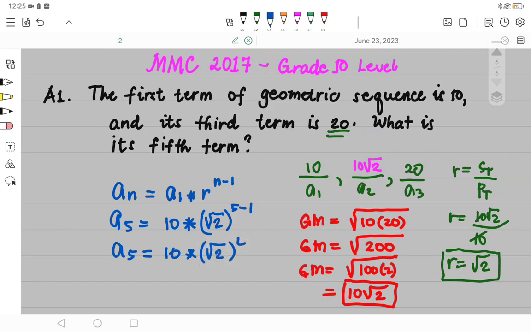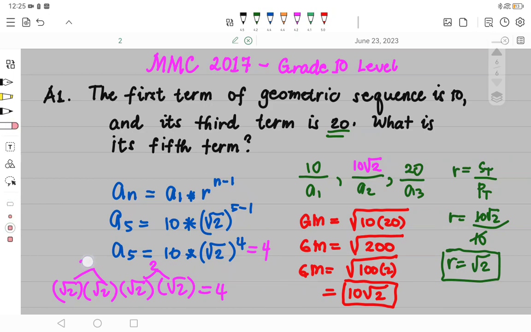And what is square root of 2 raised to the fourth power? It simply means that we have square root of 2 times square root of 2 times square root of 2 times square root of 2. And if we multiply this, it is just 2. If we multiply this, it is just 2. And 2 times 2 gives us 4. Alright, so therefore, square root of 2 raised to the 4th power is just equivalent to 4.